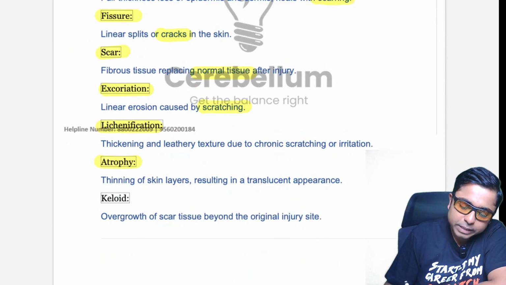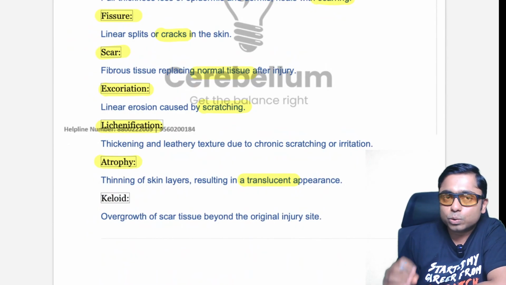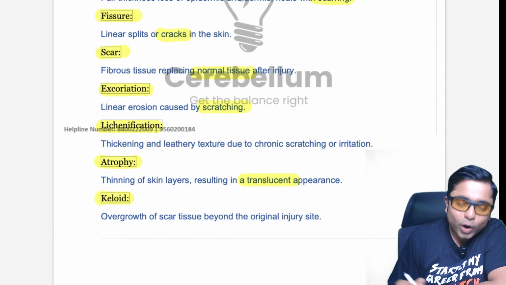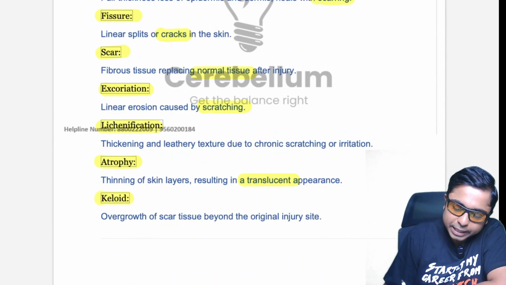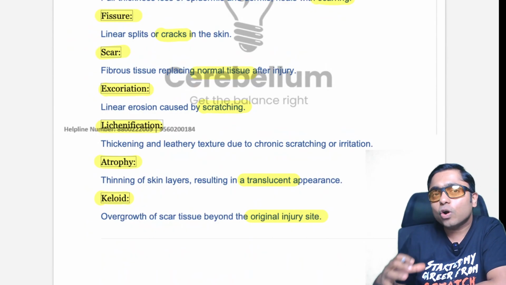Atrophy is thinning of the layers, resulting in a translucent appearance of the skin. Keloid is the overgrowth of scar tissue which is going to grow beyond the injury site.